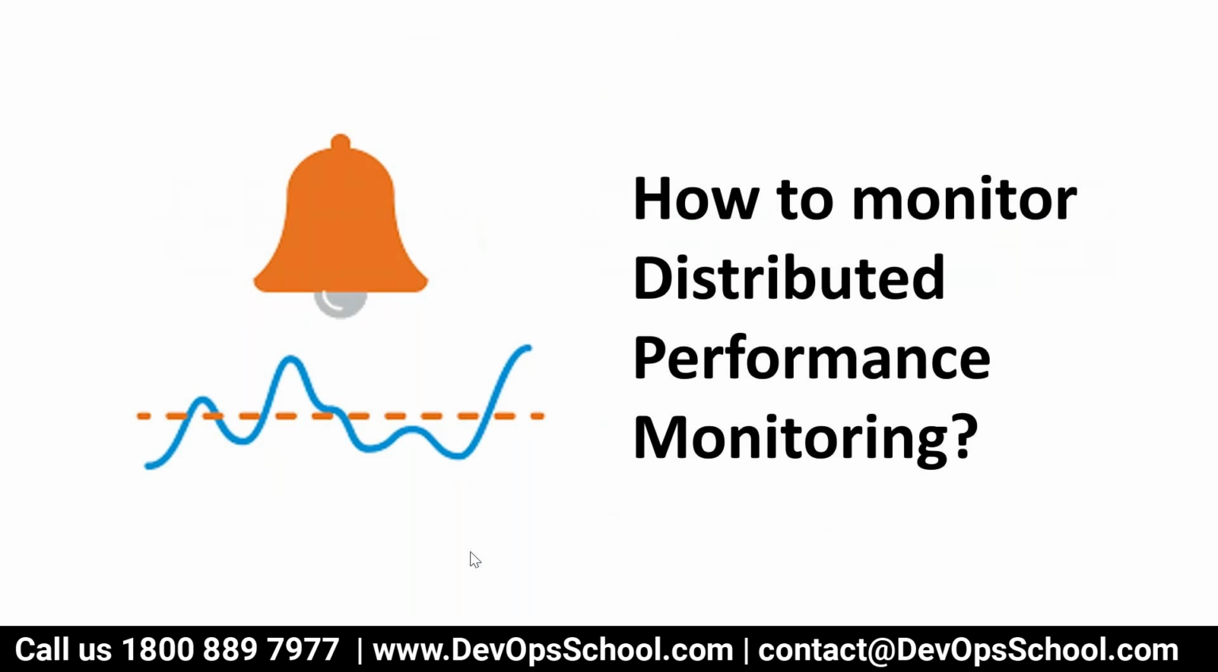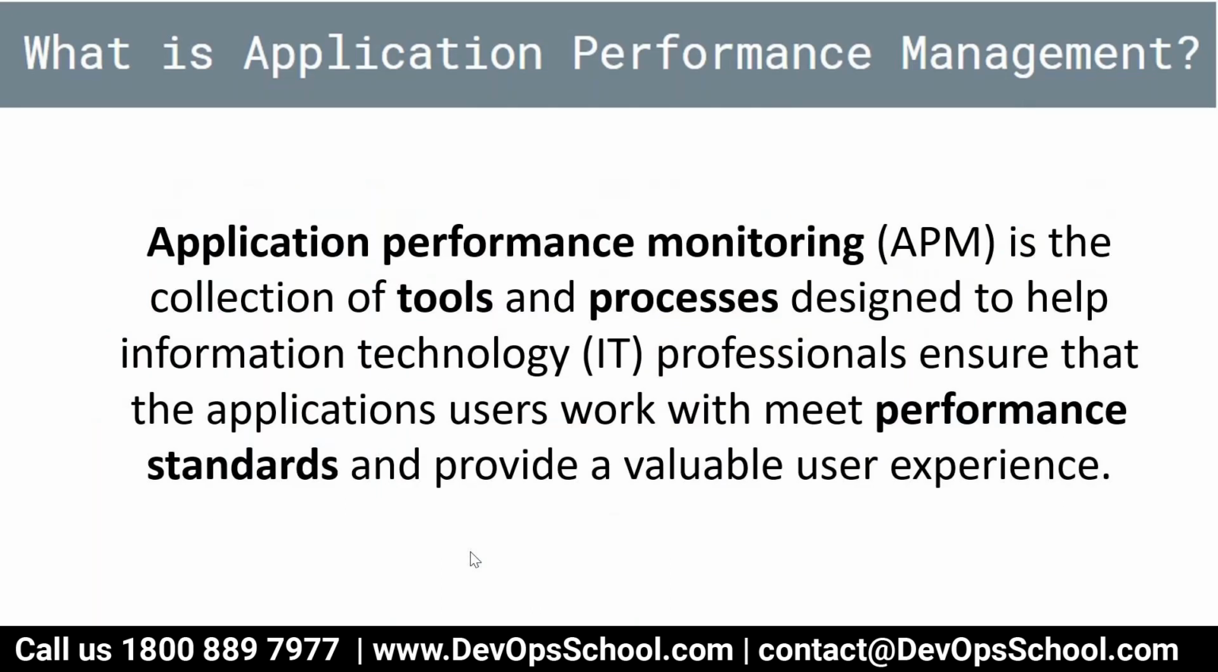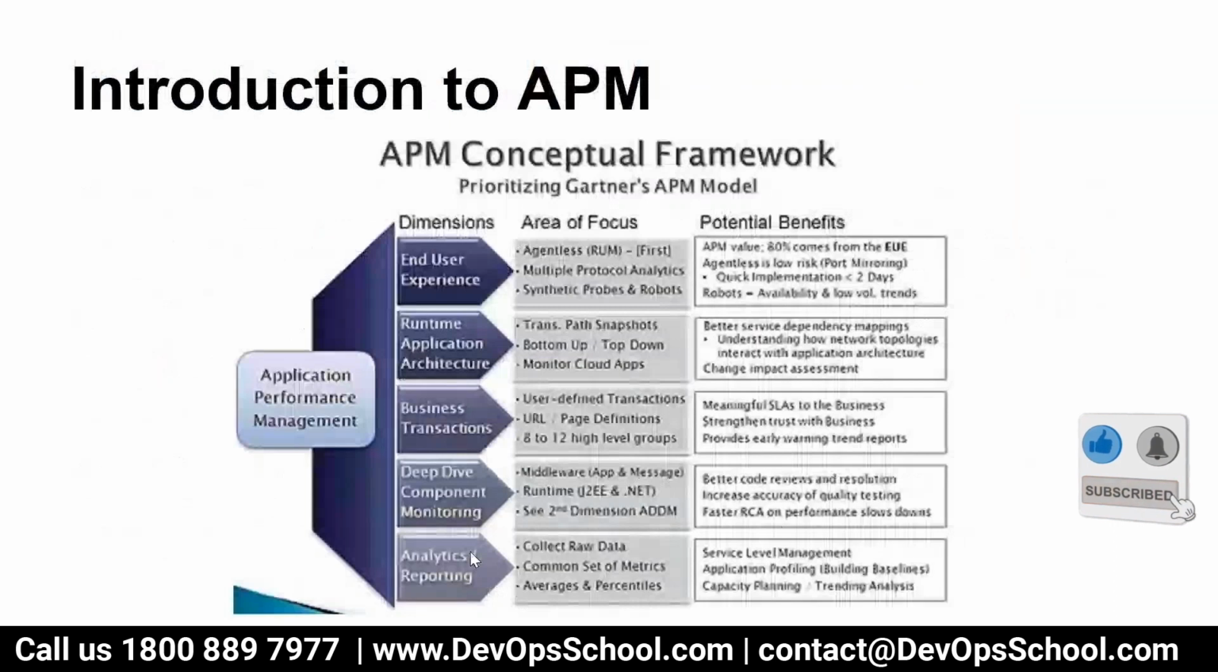Are you understanding? Yes. So now the next question is how to do the performance monitoring. This process we call APM, application performance monitoring. So what is APM? APM is nothing but a set of tools and a certain process you need to follow, which will help you analyze the performance for each user, how much response time they are getting, and whether they are happy or not happy.